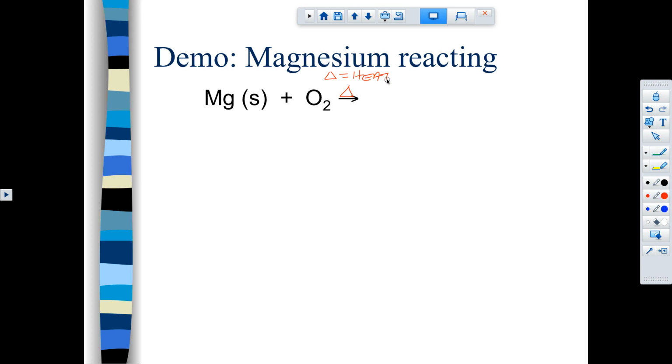Okay, so once we add a little bit of heat, the magnesium reacts. It's a pretty cool reaction. Definitely check it out. And we're going to get our product. So we would get magnesium bonded with oxygen. Figure out your charges. Magnesium is +2, oxygen's -2, so we have +2, -2. We just need one of each, and then we need to balance the equation.